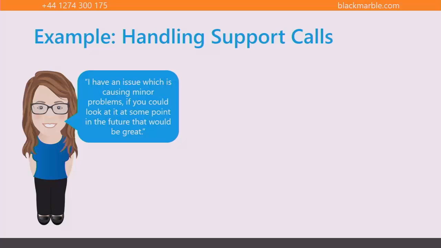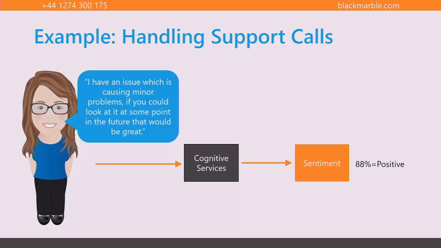Yep. Maybe. So if we go through a couple of examples we've got. Here's somebody coming in saying, I've got an issue which has got minor problems. Could you look at it at some point? That'd be kind of nice. So we can run it through the black box again, which is coming in as a service, and it says, okay, they're positive, but they're not 100% positive, and it'll give us a measure of how to deal with that as a problem.